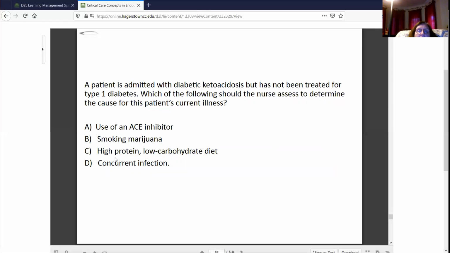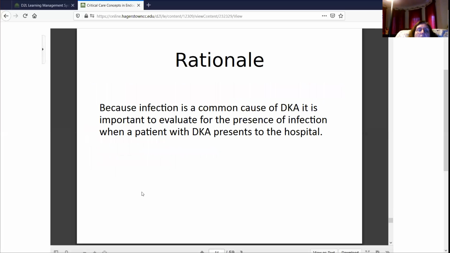The patient is admitted with diabetic ketoacidosis, but has not been treated for type 1 diabetes. Which of the following should the nurse assess to determine the cause for this patient's current illness? I'll give you a chance to read those. Okay, the correct answer is D, concurrent infection. Because infection is a common cause of DKA, it is important to evaluate for the presence of infection when a patient with DKA presents to the hospital.